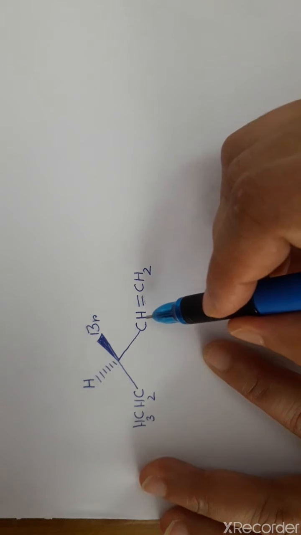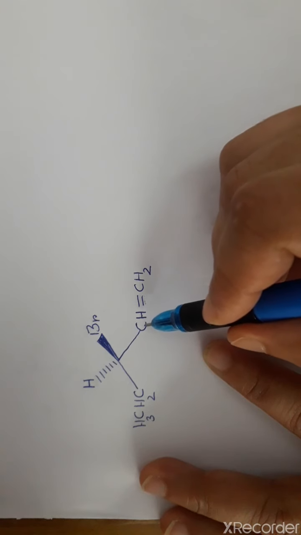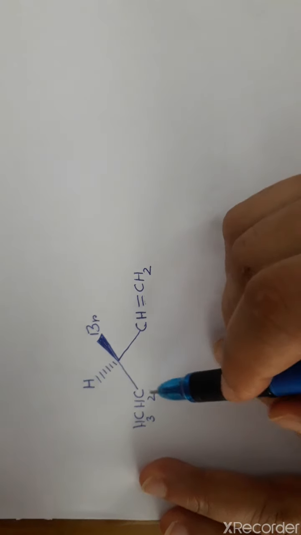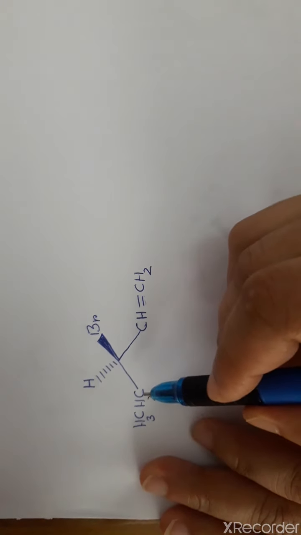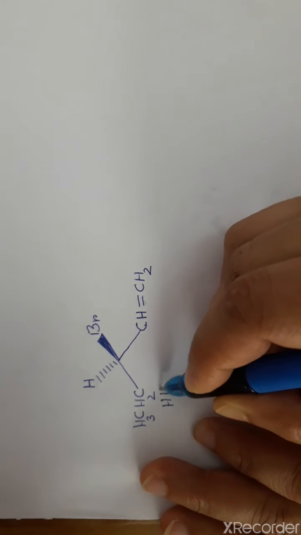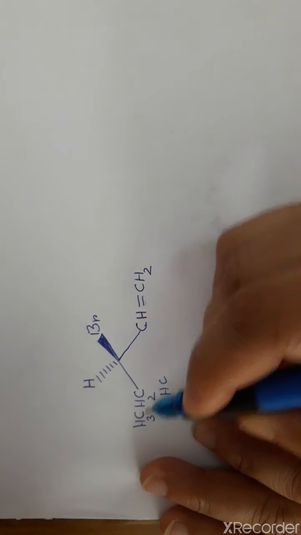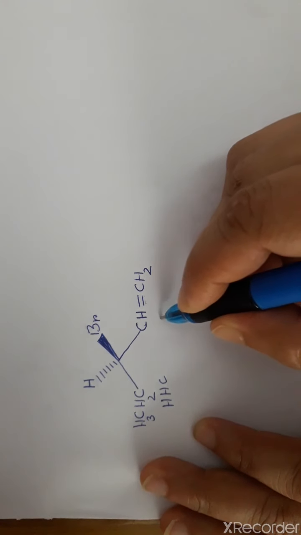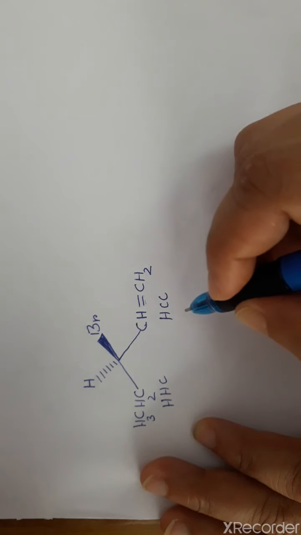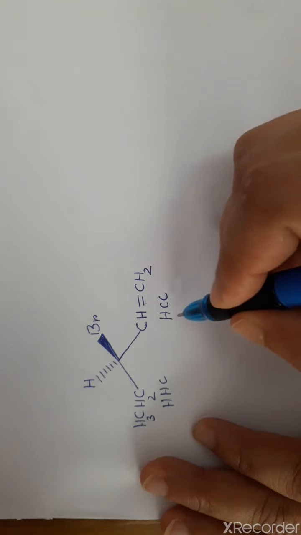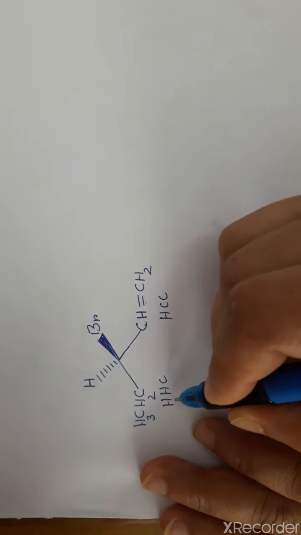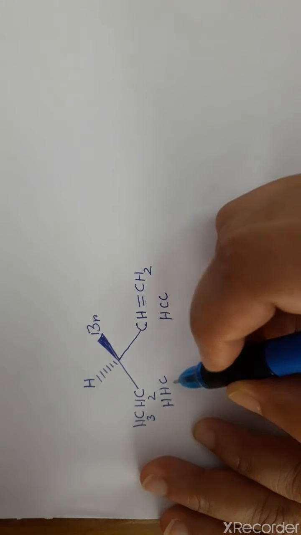We'll assume that this carbon is attached to one hydrogen and two carbons, right? Then among these two, this carbon is attached to hydrogen, hydrogen and carbon, but this carbon is attached to one hydrogen and two carbons, right? Then which will get higher priority? Definitely this group will get the higher priority because here there are two carbons, but here there is one carbon, right?